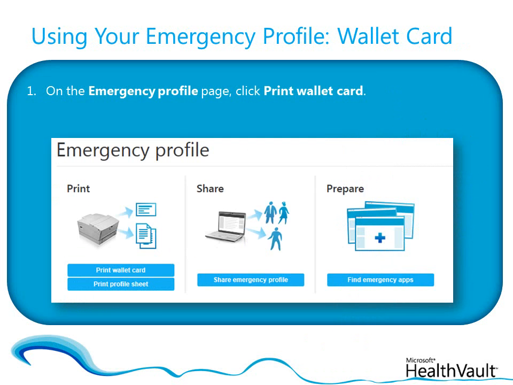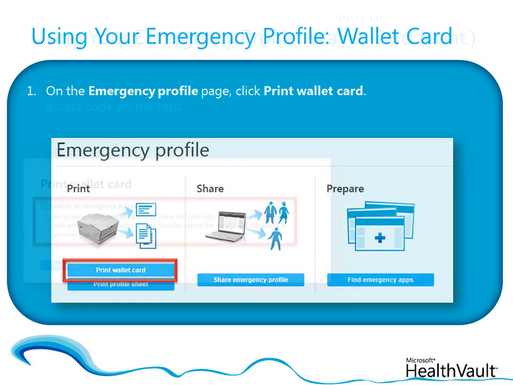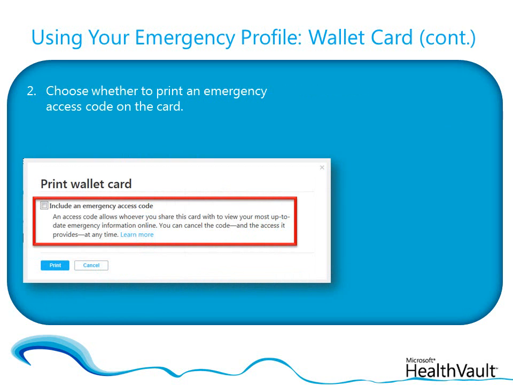First, you can print out your emergency profile in a format that easily folds and fits into your wallet like a credit card, so that you can carry it with you at all times. At the top of the emergency profile page, click Print Wallet Card. If you want to include a web address and an emergency access code on the printed card, select the checkbox. An emergency access code is a 20-character passcode which can be used to get read-only access to your emergency profile online and not to any other parts of your HealthVault account.